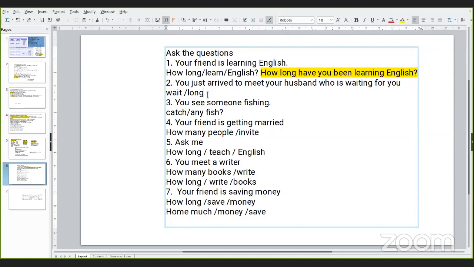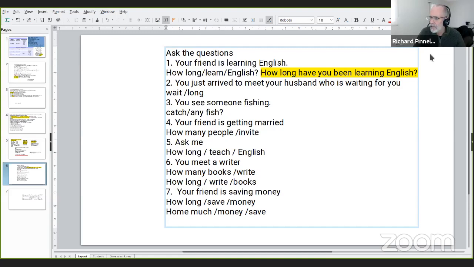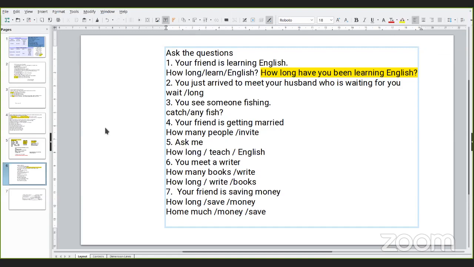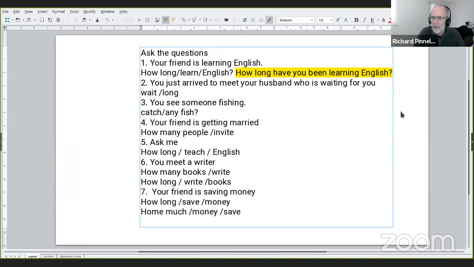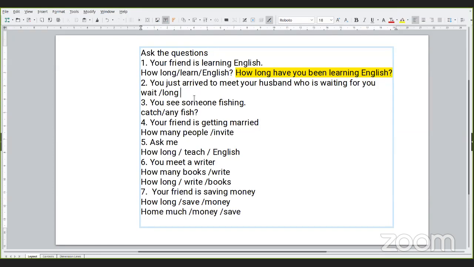Can you see it? I did not see the complete sentence. What about now? Can you see the complete sentence? So you've got to ask the question here, and anybody in the chat can write the answer in the chat.